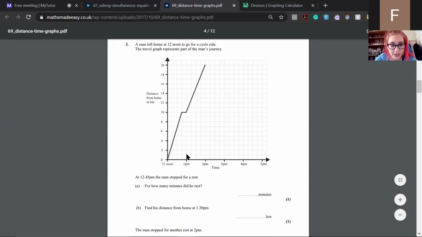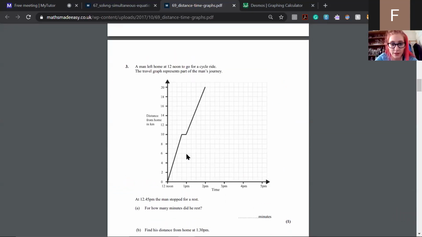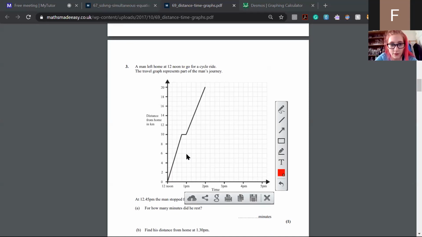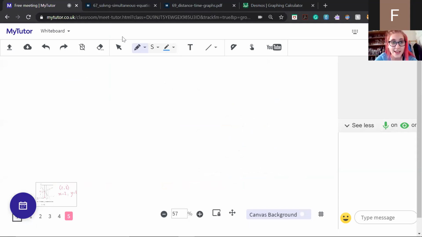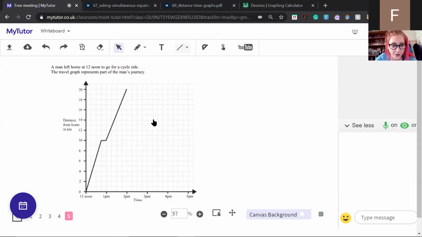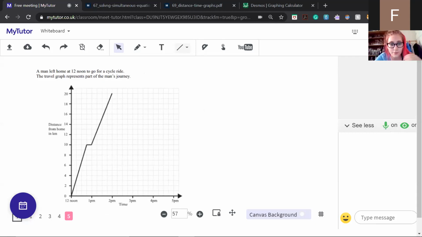So let's have a look at this one. So this looks a bit incomplete, right? So it looks like we're going to have to do some question answering and then some drawing on it. Okay. So a man left home at 12 noon to go for a cycle ride. And this travel graph represents part of the man's journey. So it's not all of it, clearly, because, well, unless he didn't go home. So I always, before I even look at the questions, make sure that I know what's going on. So let's see, he cycles 10 kilometers, waits a little bit, cycles a bit more.